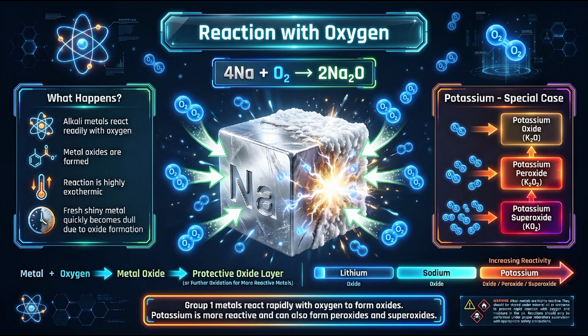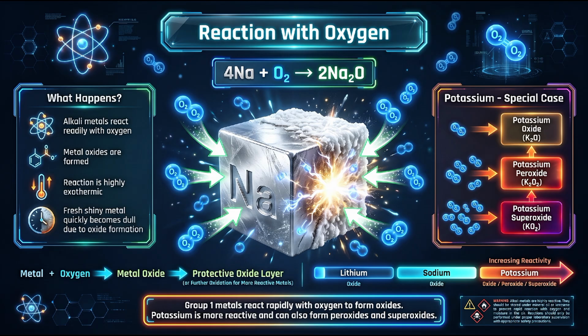One of the most important chemical properties of S-block elements, especially the group 1 alkali metals, is their ability to react rapidly with oxygen. Oxygen is one of the most abundant and reactive gases in Earth's atmosphere. When a freshly cut alkali metal is exposed to air, it immediately comes into contact with oxygen molecules.